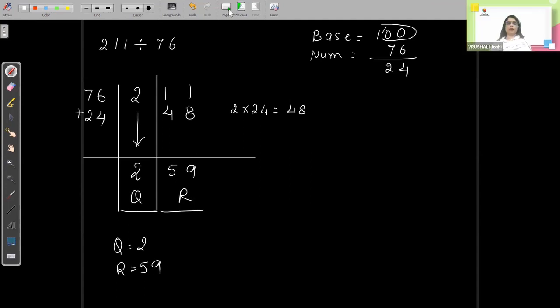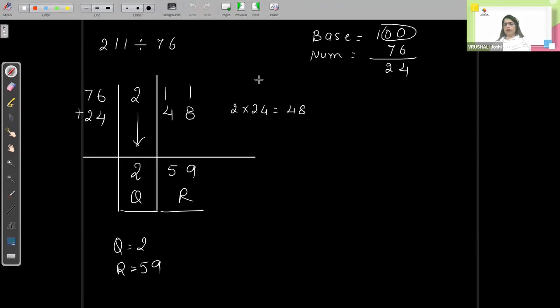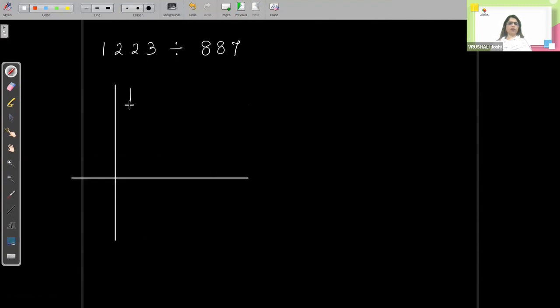Okay. One number with 3 digits. Kushagra and Kush, did you all get this answer? Yes, ma'am. Okay, let's do one question, say 1223 divided by 887. We are just learning the topic, so I'm not taking very intense questions. Once we know this topic a little bit more in detail, we can do difficult questions.